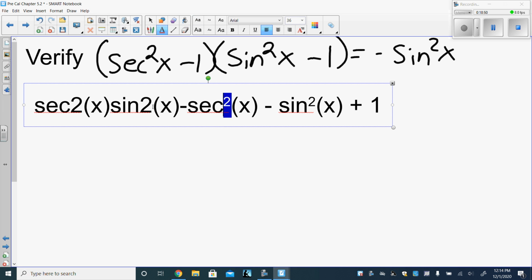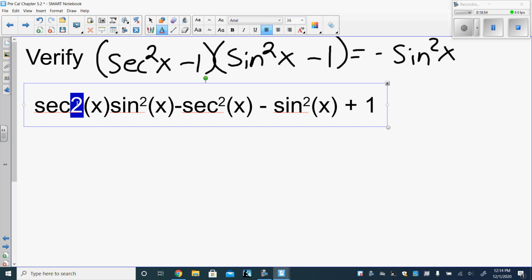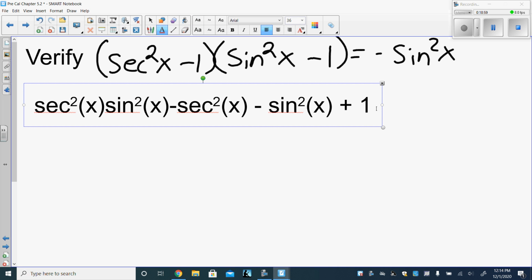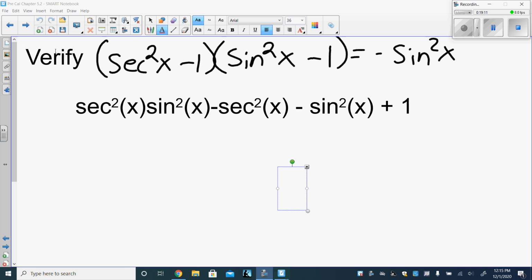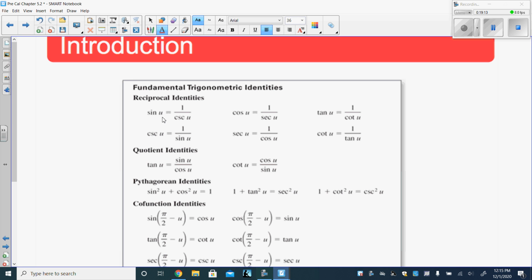So I'm going to make these all exponents so it's easier to see and we aren't thinking that that's an actual 2 in there. So we have this here. Now, secant is the same as what? Okay, so let's go back to our reference sheet. Secant is the same as 1 over cosine. Okay, so secant's the same as 1 over cosine.